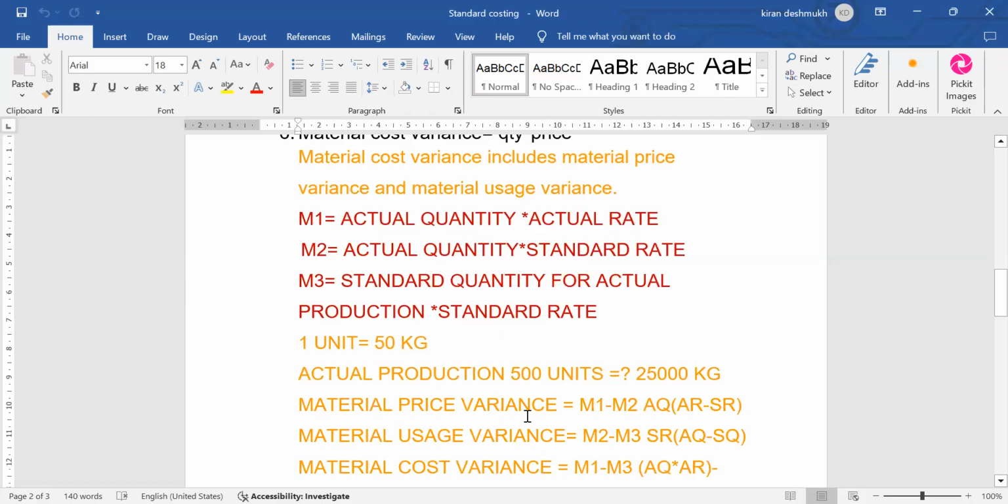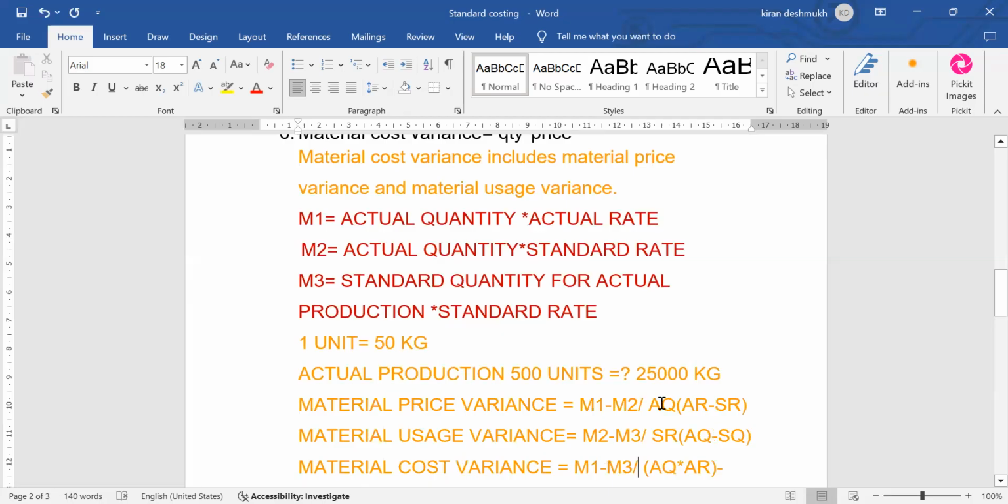When you are calculating material price variance, it is M1 minus M2. This is a formula, a shortcut I gave. When you are calculating material usage variance, which is also considered a quantity variance, it is M2 minus M3. And the third one is material cost variance, which is M1 minus M3.